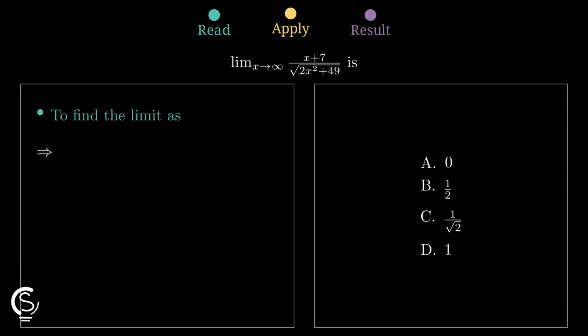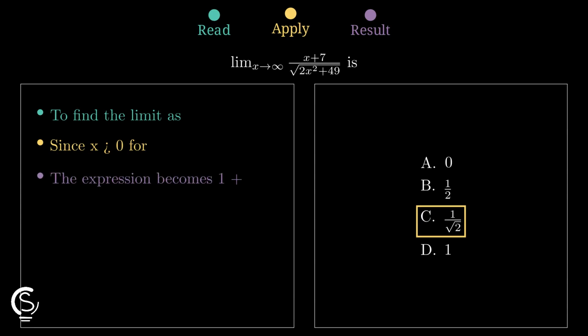As x grows, fractions with x in the denominator vanish. We are left with 1 over the square root of 2. Option C is correct.